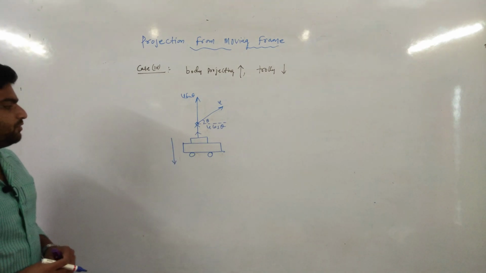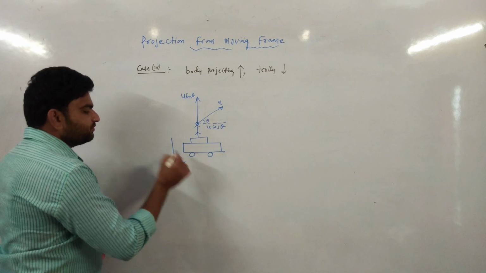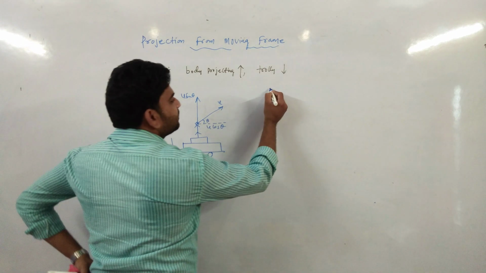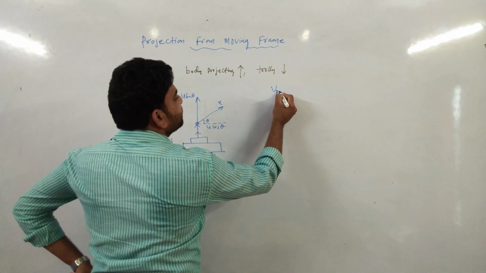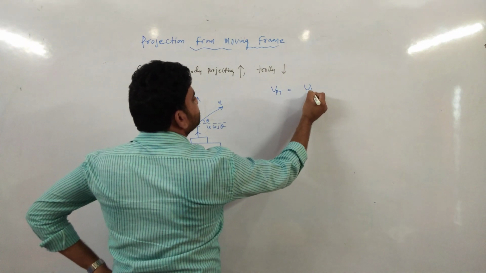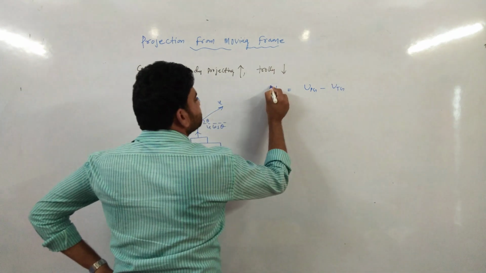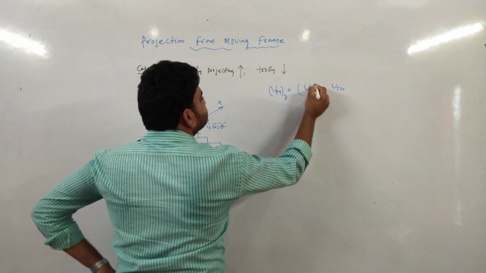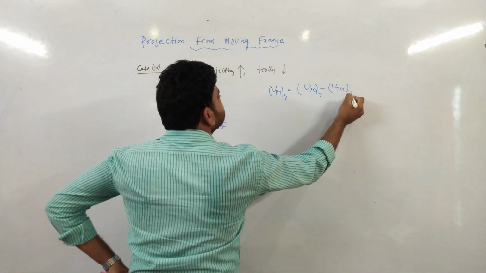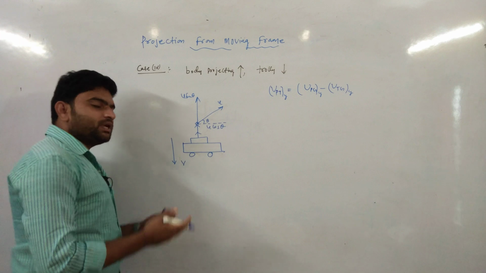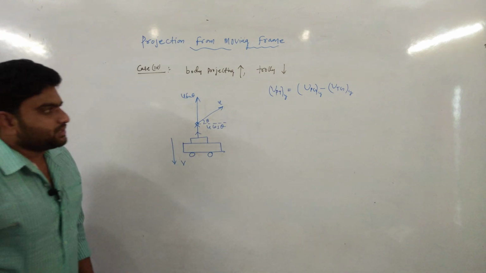So I already told you, when the trolley is moving downwards with the velocity v, we have to consider it as a negative. So we have to calculate the velocity of projection with respect to trolley, which equals the velocity of projection with respect to ground minus the velocity of trolley with respect to ground. This is also along the y direction, because I have considered the up and down motion, so we have to consider it as y, whereas the horizontal component remains unchanged.